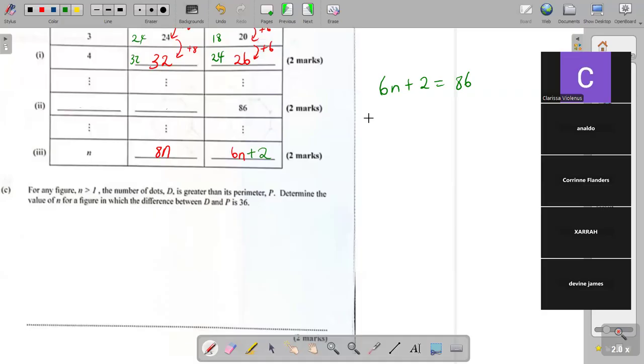What is n? One person said 14. Is it true? Is that true? One person said 42. Another person said 14. Back check it and see. I want more answers, please. Which one is it? What is it? What is n?